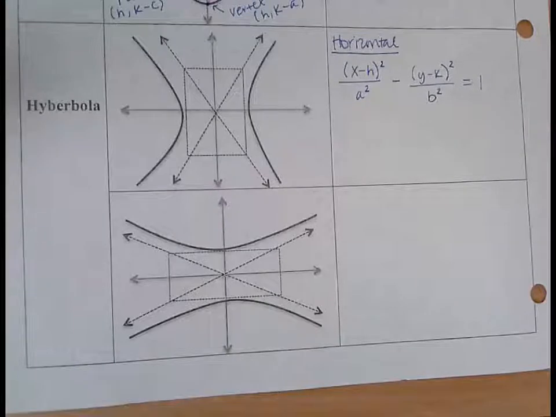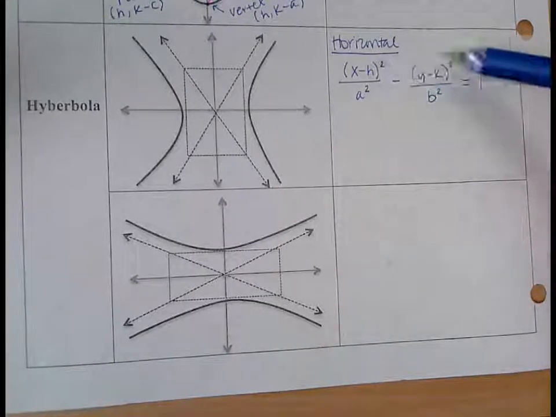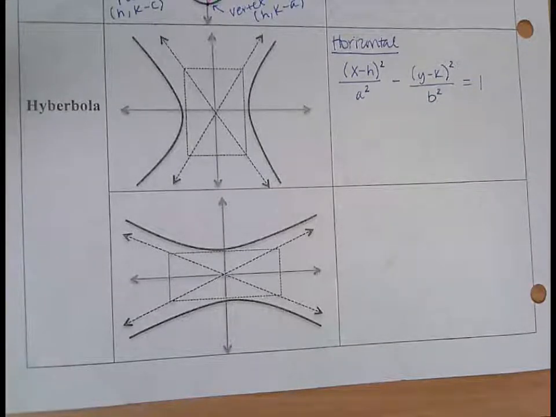So what you need to notice is with ellipses, we were adding the two terms together. With hyperbolas, you will have a minus sign in the equation. Either your x term or your y term will be subtracted from the other or will be negative. That's thinking ahead to when we're just given an equation and we're asked to identify the conic section. If you see a minus sign in there, it's a hyperbola versus an ellipse.